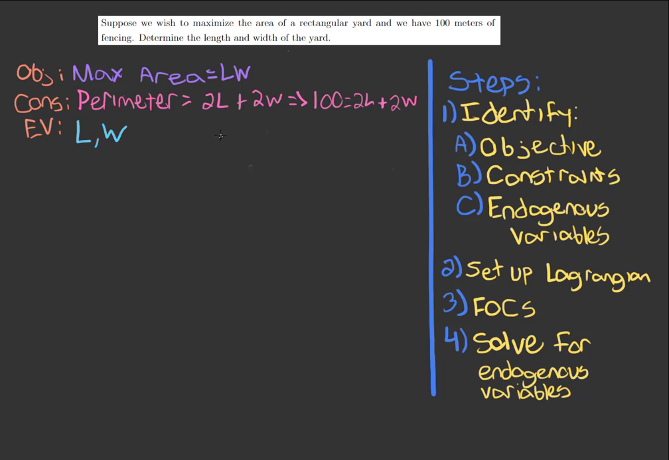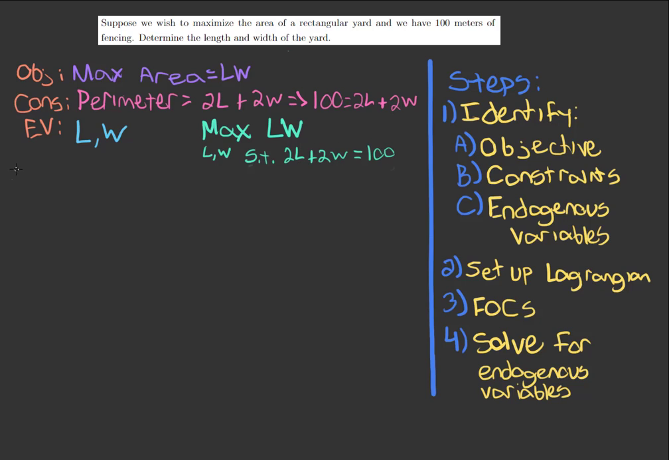Now, to summarize this constrained optimization problem, I'm just going to put it in standard notation. So we're going to write max, and then we've got the objective, which is length times width, such that 2L plus 2W is equal to 100. And then we're going to put the endogenous variables. So we're going to maximize the objective by choosing the endogenous variables length and width, subject to the perimeter of the rectangle being equal to 100.